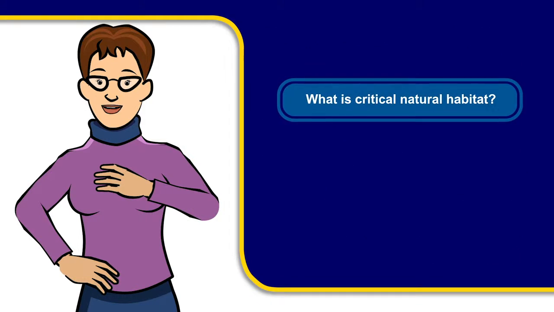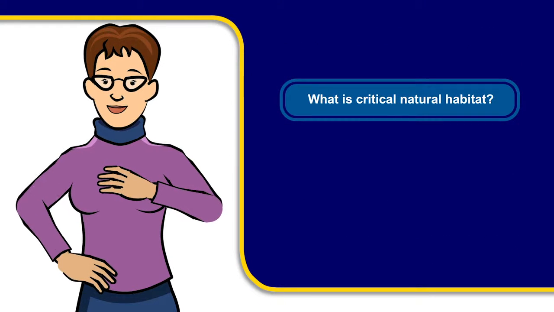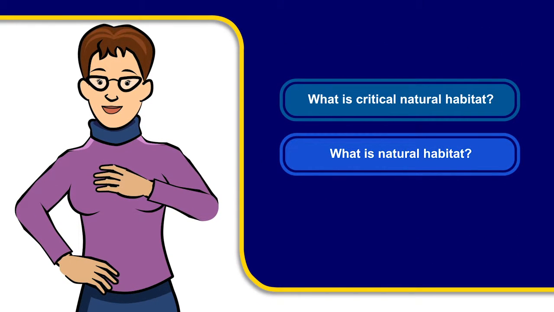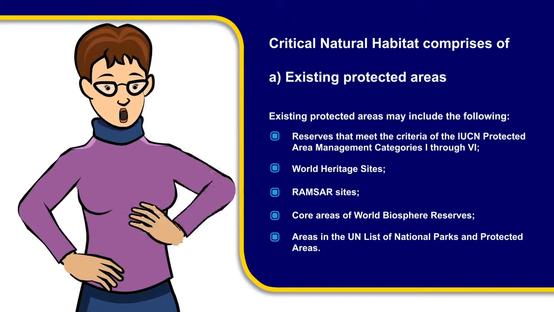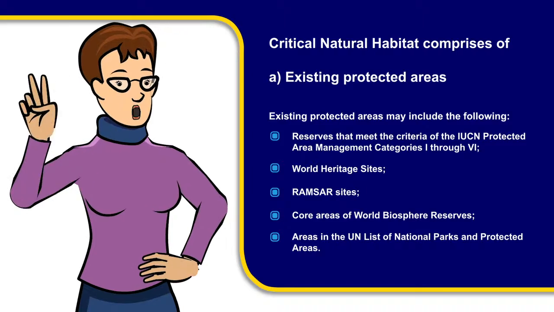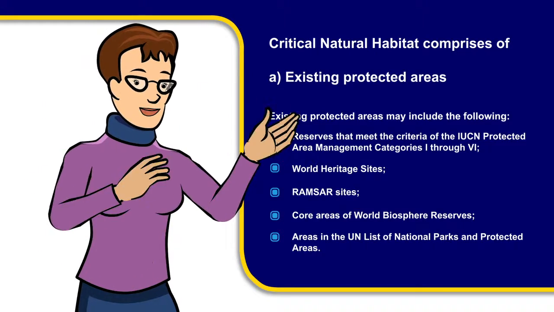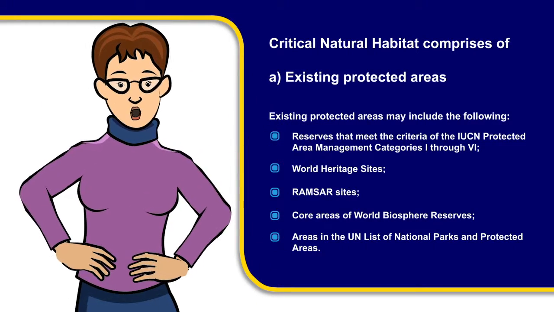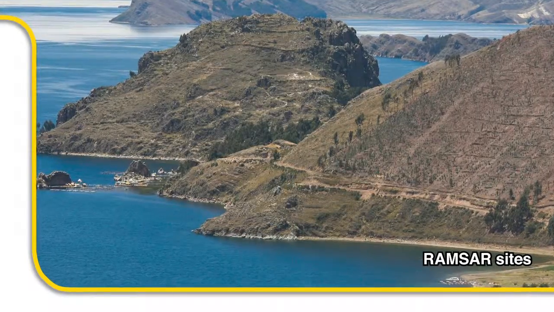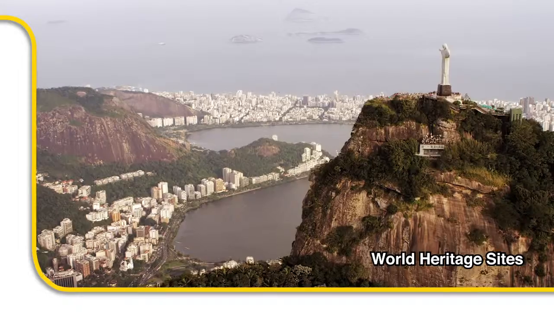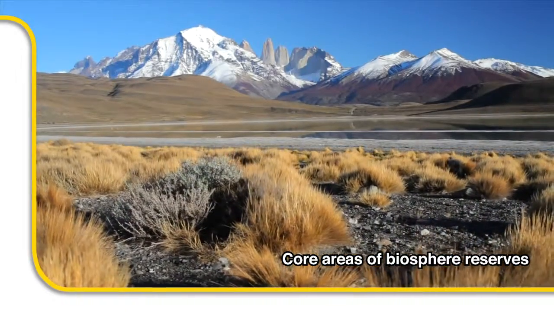So, what do we mean by critical natural habitat and natural habitat? How do we know what we have and where they are? The term critical natural habitat covers two types of area. First, it applies to existing and proposed protected areas. This covers national protected areas, Ramsar sites, World Heritage sites, and core areas of biosphere reserves.